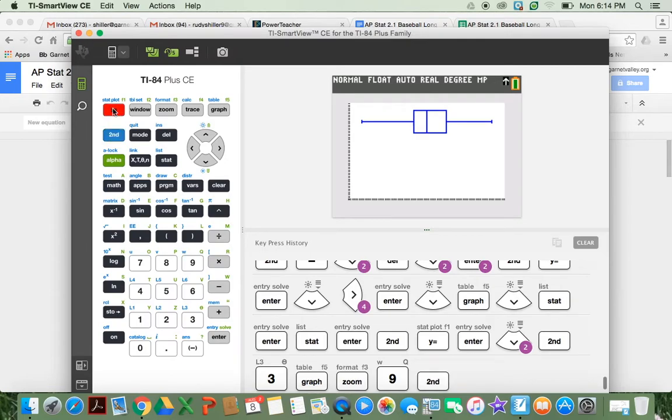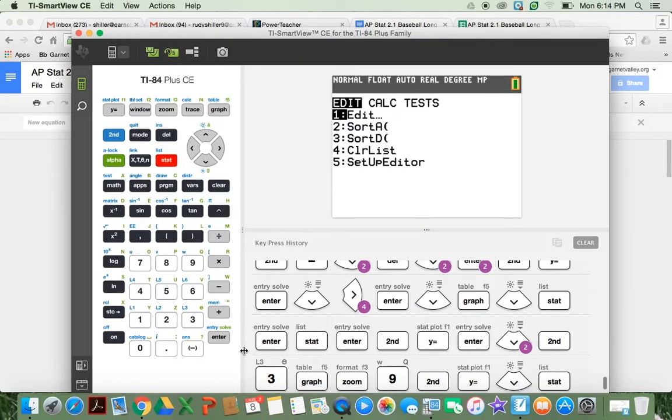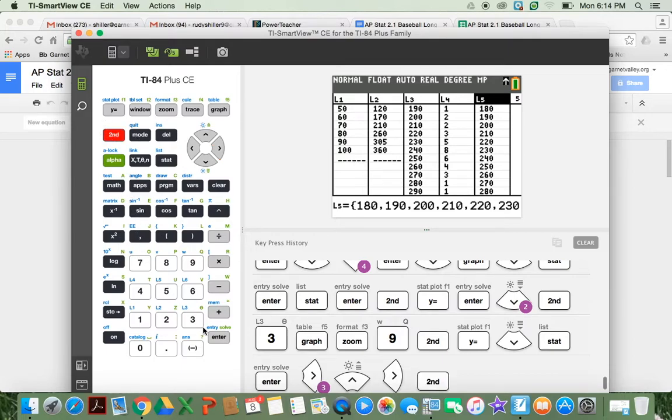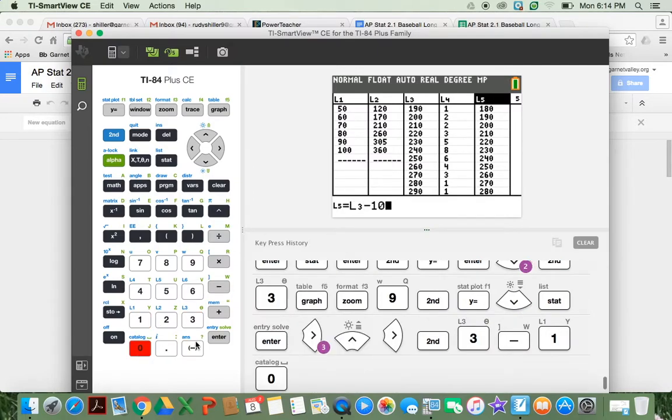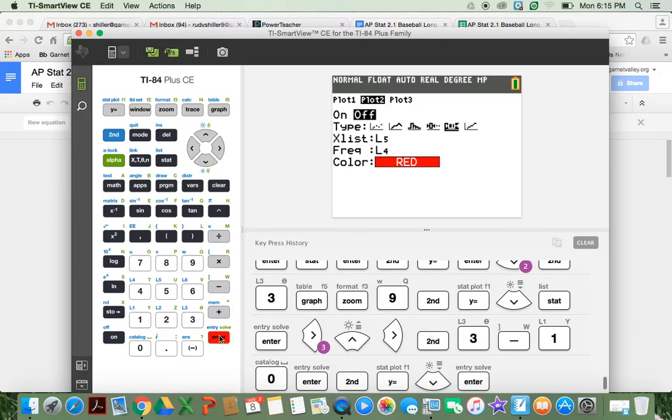So I go back in, and I know I already have it set up to do this. If you go in here, what I did was up here in L5, all I did was L3 minus 10. So I do second L3 minus 10 and hit enter, and it puts all that data in there. I'm going to go in and I'm going to graph it. It's already graphed here. I have it all set up. I just have to turn on the graph.